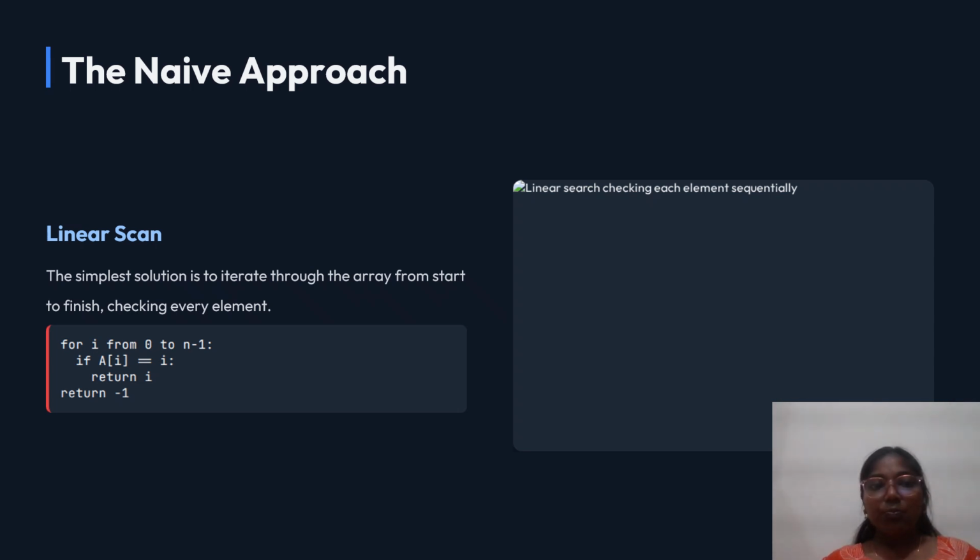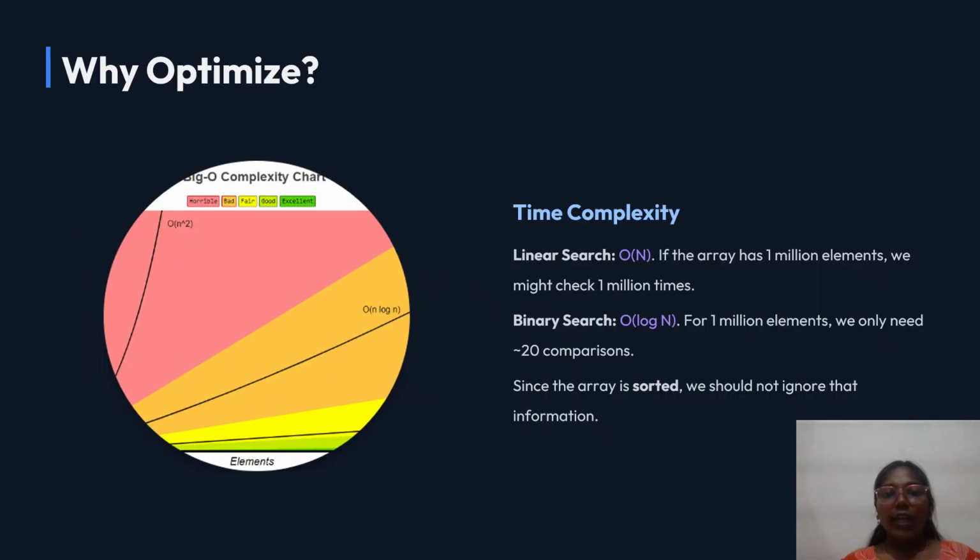The naive approach is a linear scan. The simplest solution is to iterate through the array from start to finish, checking every element. For I from 0 to n minus 1, if A[I] equals I, return I, otherwise return minus 1. Time complexity: if the array has 1 million elements, we might check 1 million times. With binary search, for 1 million elements we only need 20 comparisons. Since the array is sorted, we should not ignore that information.